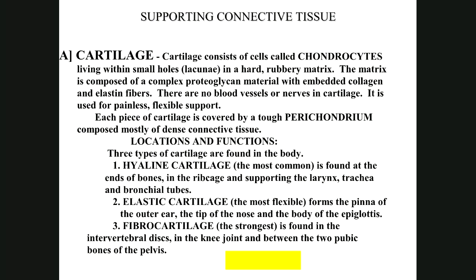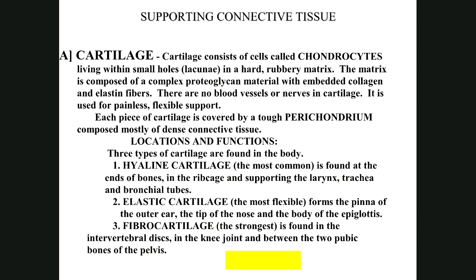And so one type is called hyaline cartilage, and that's the most common kind. That's the one that's found in the ends of your long bones, in your rib cage. Your ribs are not bone all the way to the front of your body. If they were, you wouldn't be able to breathe. So the ends of your ribs are all made of cartilage, so they can stretch when you expand your chest.